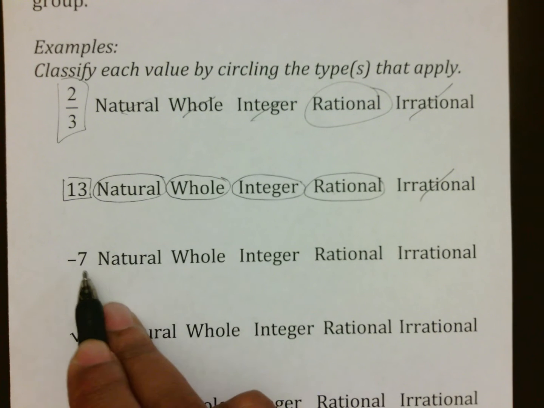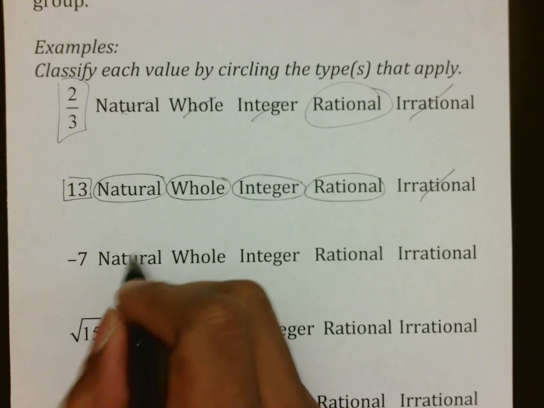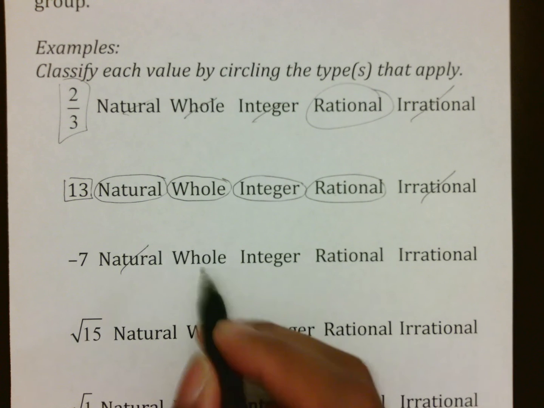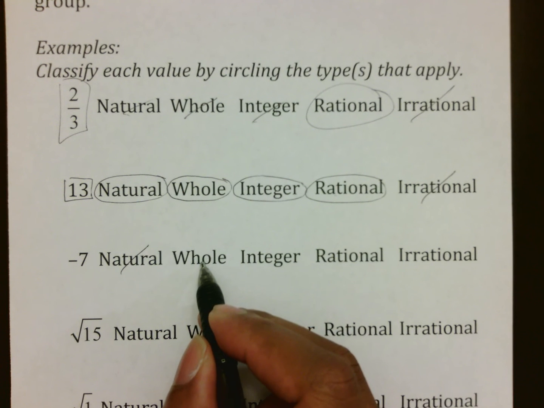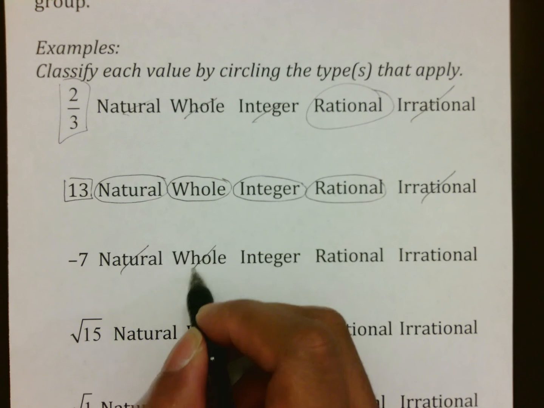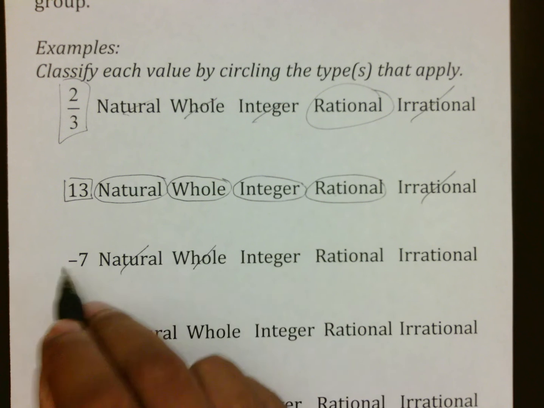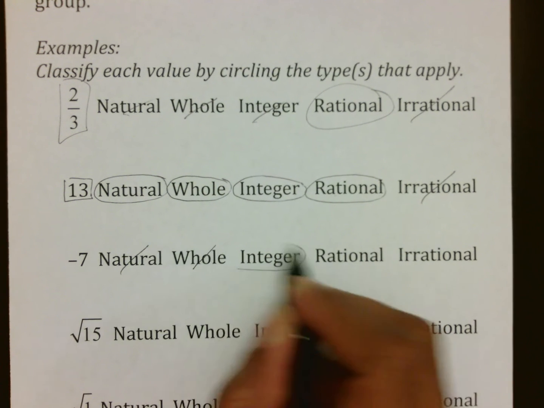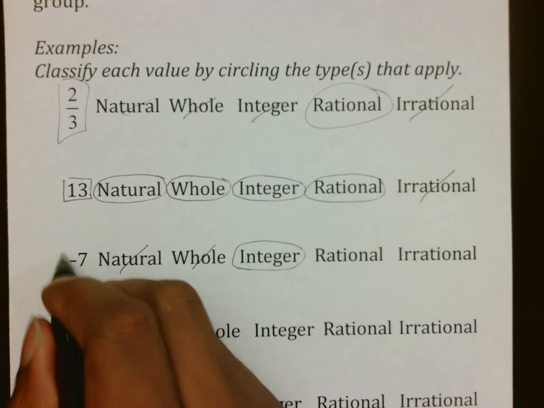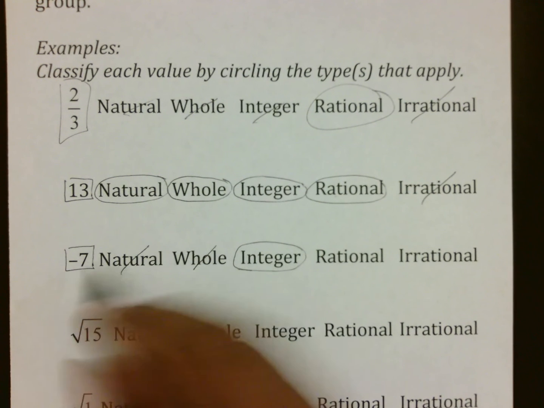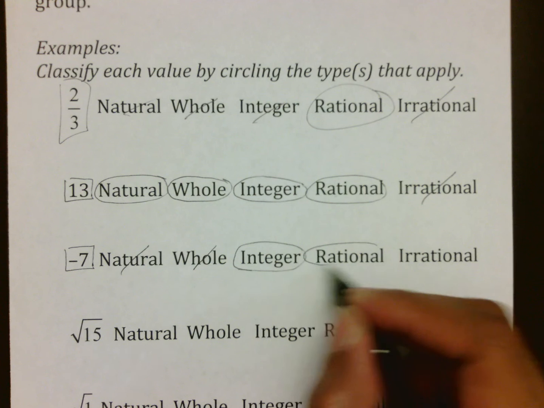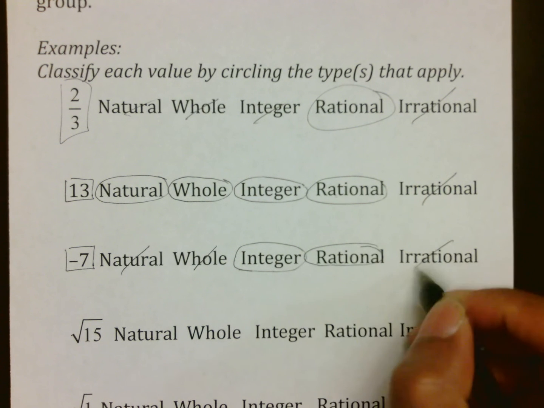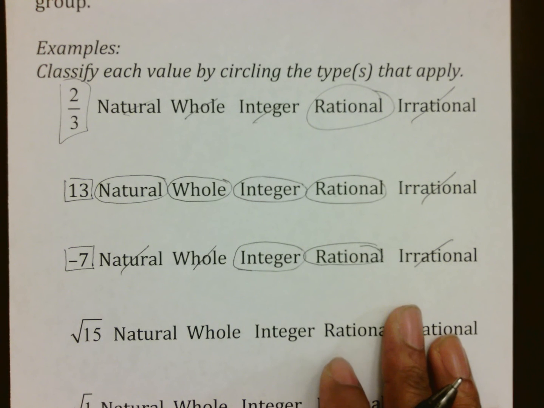Negative 7. Will we ever count to negative 7? I don't think so, because it starts at 1 and it goes up. Remember that whole numbers start at 0 and it's not negative, which means no there. But integers do contain negative numbers, which means that works. Rational means does it fit in the box? The answer to that is yes, and so therefore it is rational. And because it is rational, it means it is not irrational.